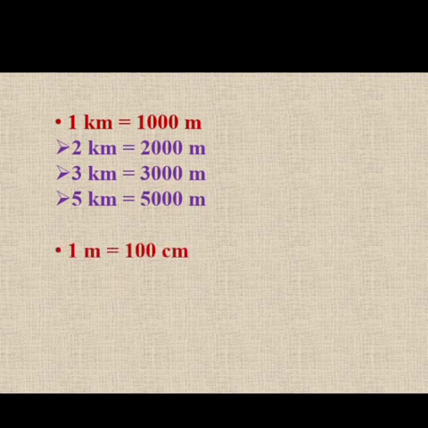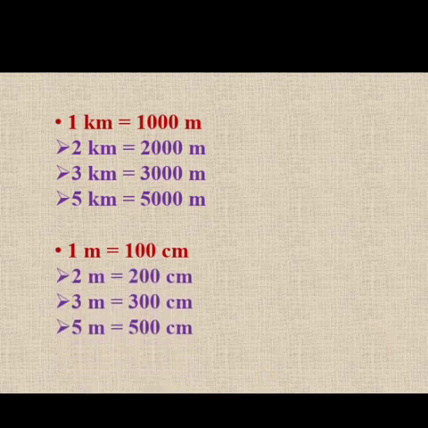Next, 1 meter is equal to 100 centimeter. Therefore, 2 meter is equal to 200 centimeter. Next one, 3 meter is equal to 300 centimeter. 5 meter is equal to 500 centimeter.